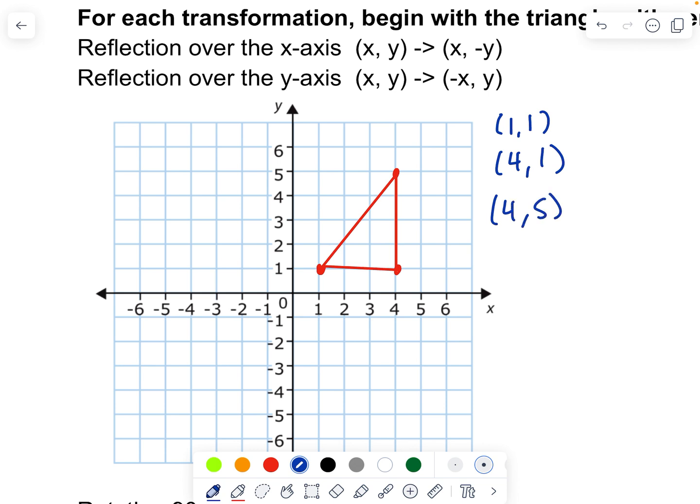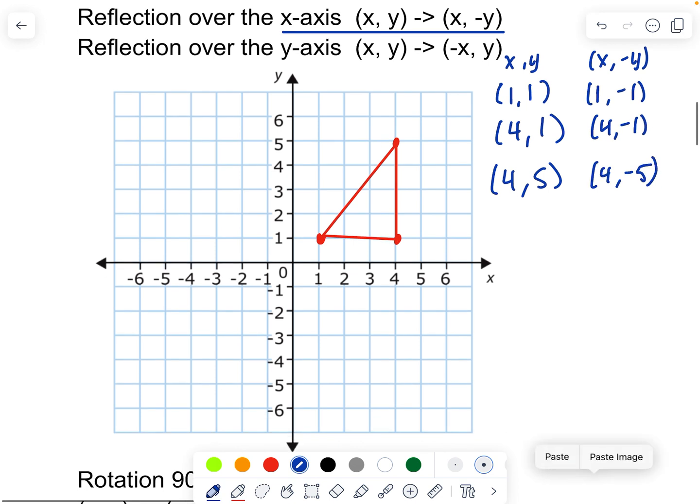And I'm going to perform a reflection over the x-axis. And to do that, I'm going to make the y value negative. So my points would be 1, -1, 4, -1, and 4, -5. And when I plot those, I will end up with a mirror image of my triangle flipped over the x-axis.